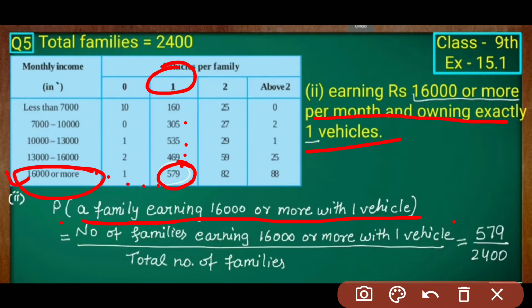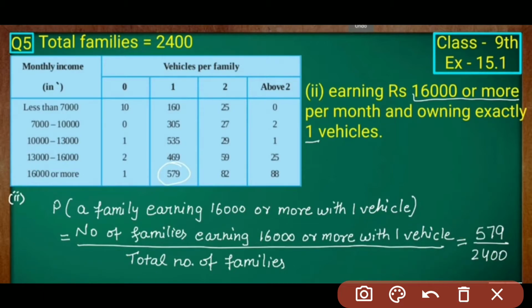When we simplify, consider the sum of the digits of 579: 5 plus 7 plus 9 is 21, which is a multiple of 3, and 2 plus 4 is 6, also a multiple of 3. So we can divide both terms by 3. 3 times 193 is 579, and 3 times 800 is 2400. This way, 193 upon 800 is your second probability. Therefore 193 upon 800 will be your second probability.